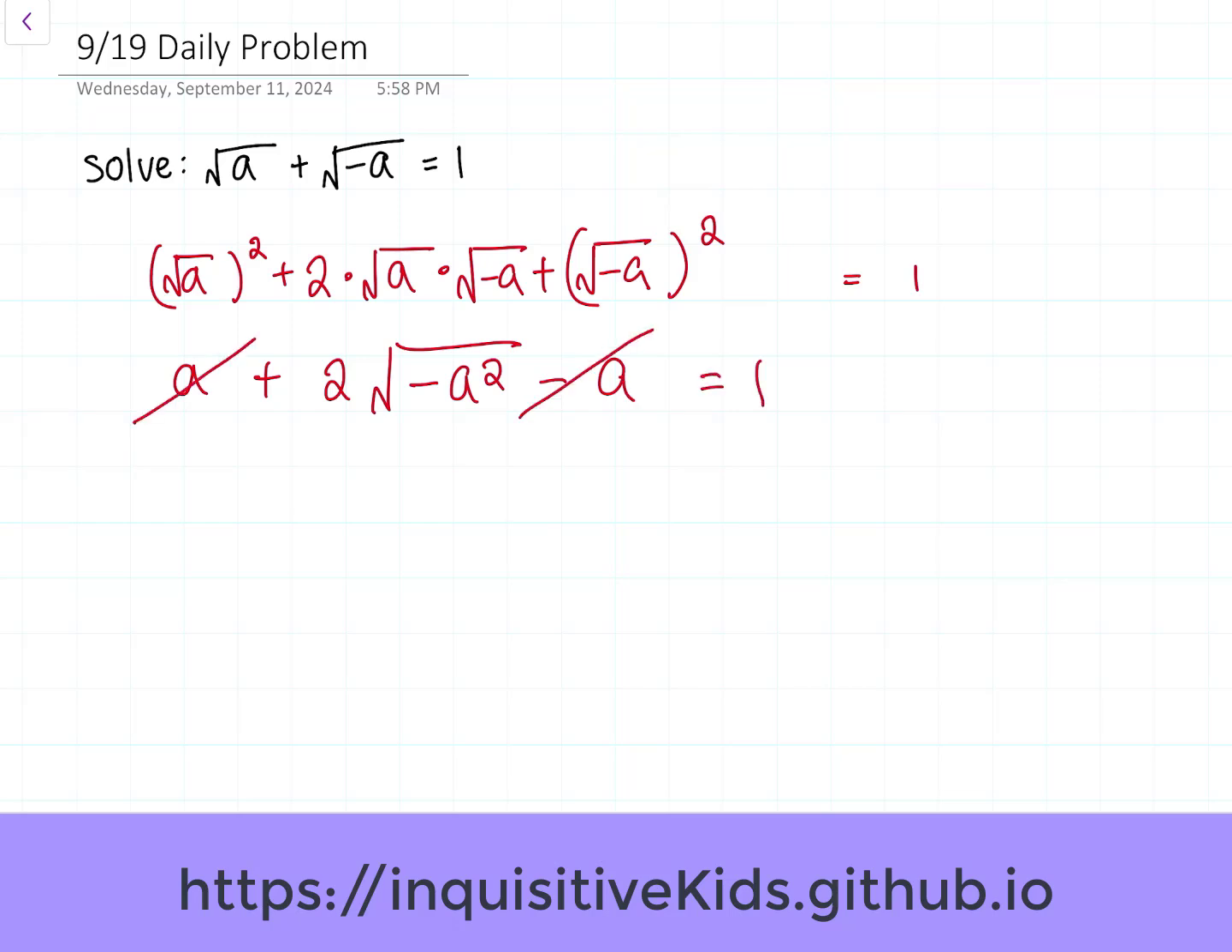Now this cancels out, and we have the square root of negative a squared is equal to, now if we divide both sides by 2, we have 1/2. Now here there is still an annoying square root sign. There's a radical symbol. So let's square both sides again, giving us negative a squared is equal to 1/4. Therefore, a squared itself is equal to negative 1/4.